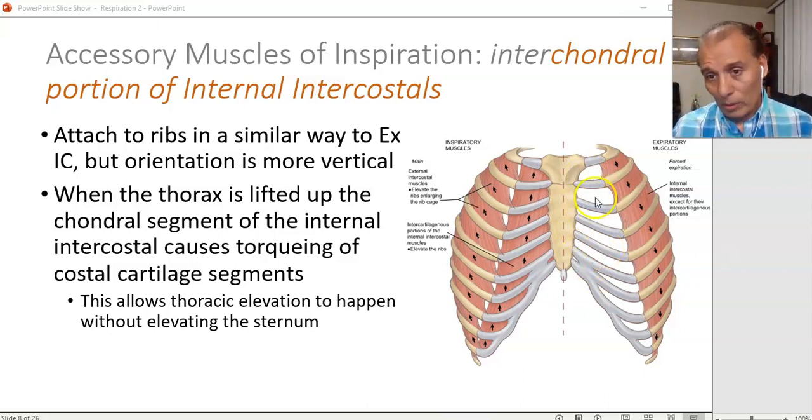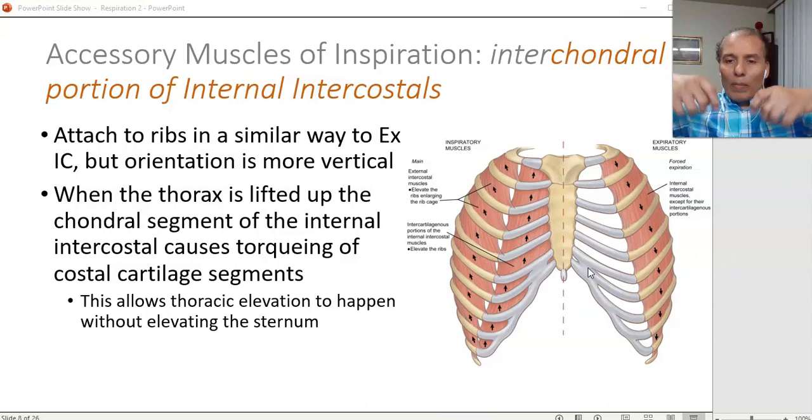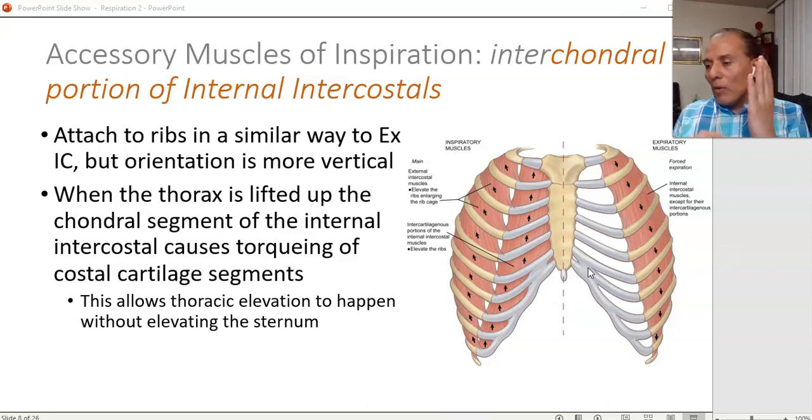Now, this muscle is very important. What it does is, as it elevates or pulls up these frontal pieces of the ribs, which are cartilage pieces, it will twist them. It will twist them upward like this. So you have all of them here. The ribs basically are connected on. Many of them are connected onto the sternum.